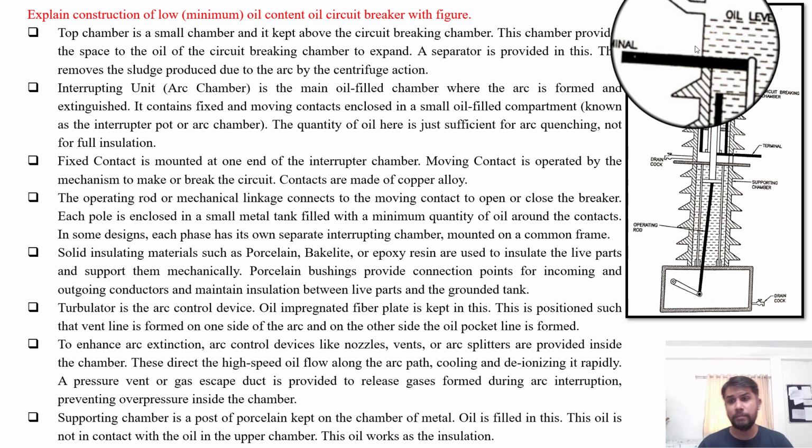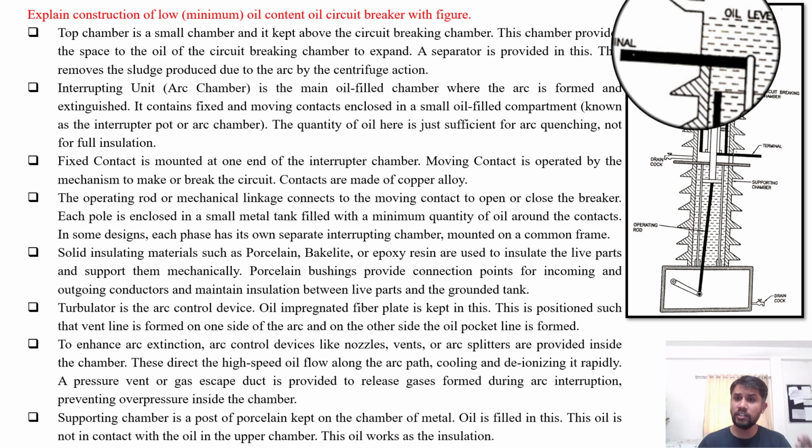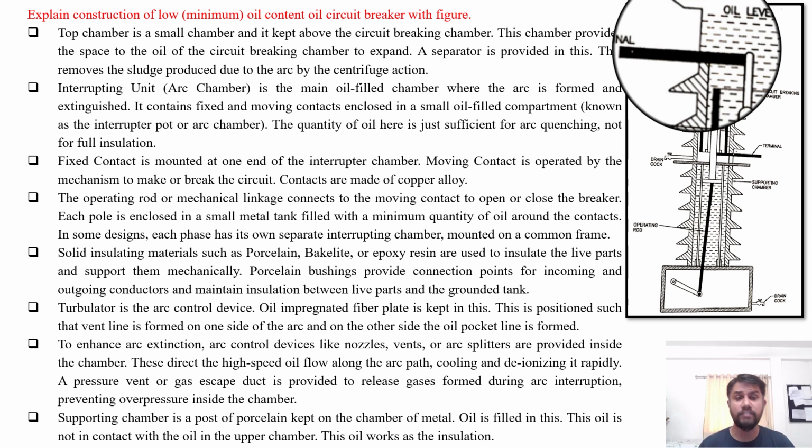The supporting chamber, or the bottom part, is a porcelain post kept on the metal chamber. Oil is filled in this. This oil is not in direct contact with the oil in the upper chamber. This oil works as insulation. So this is the constructional information of the minimum oil content circuit breaker.